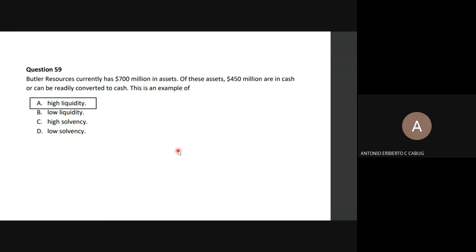This is very high liquidity. Anong ginagawa mo sa kumpanya mo? Puro cash yung hawak mo. Pinapatulog mo sa bangko. Gumawa ka ng company para lang humawak ng cash. This is excessive liquidity. So if Butler Resources has 700 million in assets, and of these assets, 450 million are in cash, okay? This is overly high liquidity. Correct answer is A.